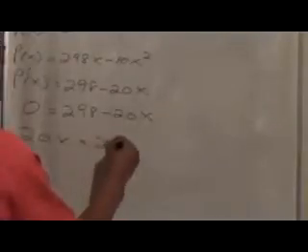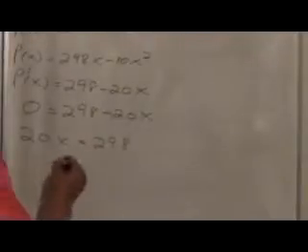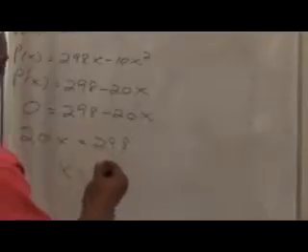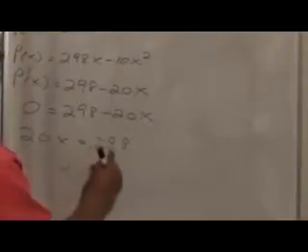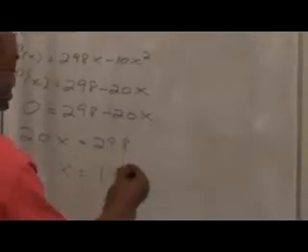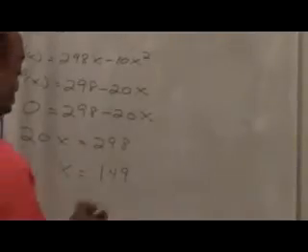I'm going to add 20x to both sides, and I'm going to divide both sides by 20. 2 goes into 2 one time. 2 goes into 9 4 times. 2 goes into 18 9 times. Since I'm also dividing by another 10, this will reduce by 10.